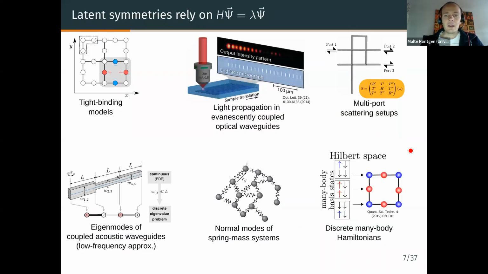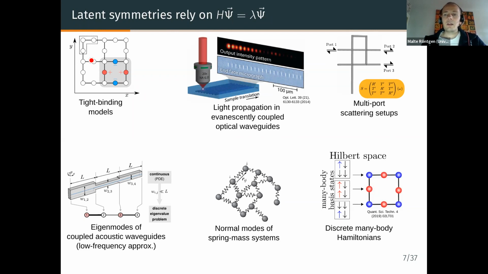Okay, now back to physics, away from graph theory. What I have shown you so far was a very simplistic and maybe even trivial tight binding model. Now, the underlying theory of latent symmetries, however, is applicable to a broad range of physical setups. All we need is this matrix eigenvalue problem shown here. And I have to emphasize, this matrix H could even be a non-Hermitian matrix. As long as it's diagonalizable, we can apply the concept of latent symmetries on this particular system.